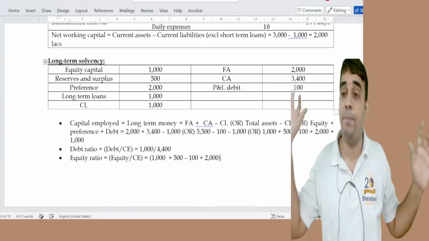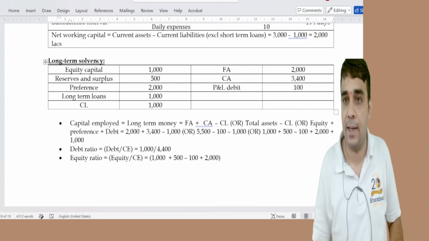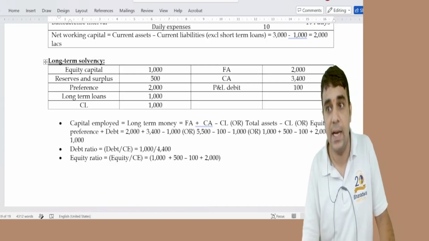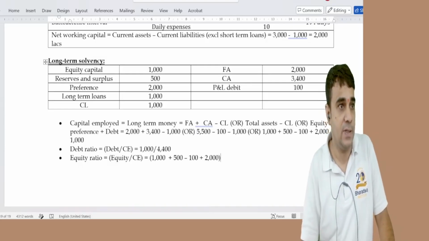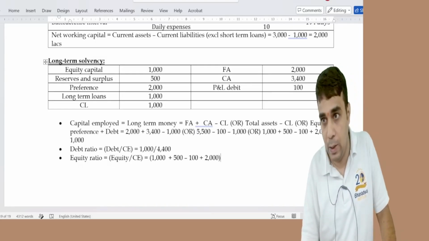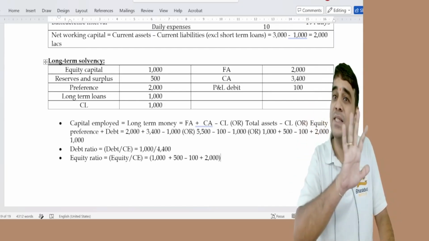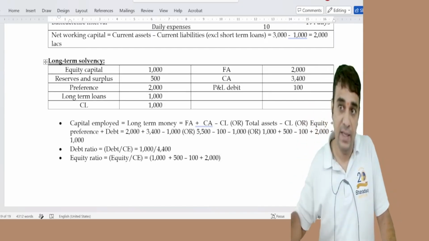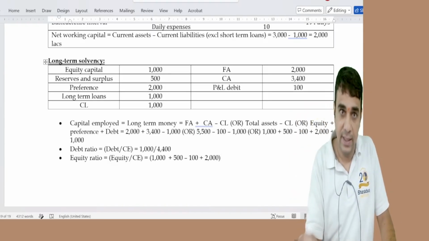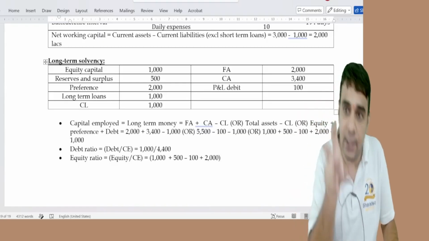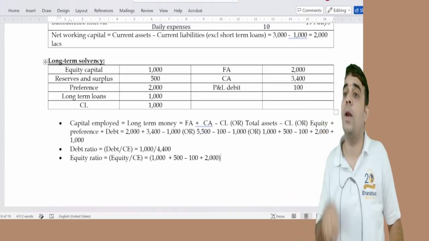Preference can also be part of equity. It depends in the practical world. Preference, that's an assumption. Many a times in the practical world, there is no preference capital at all. If it is there, it will either be more like equity or more like debt.